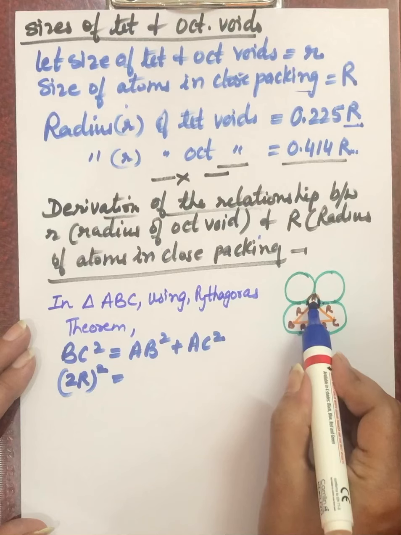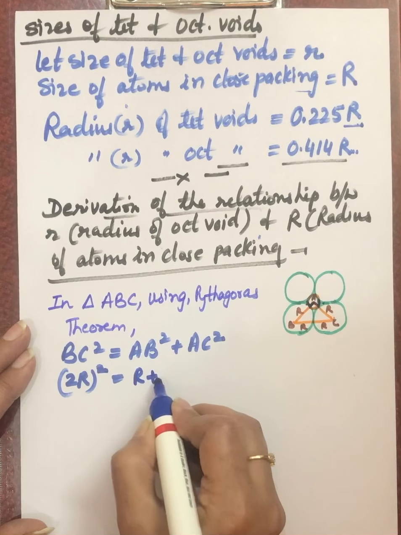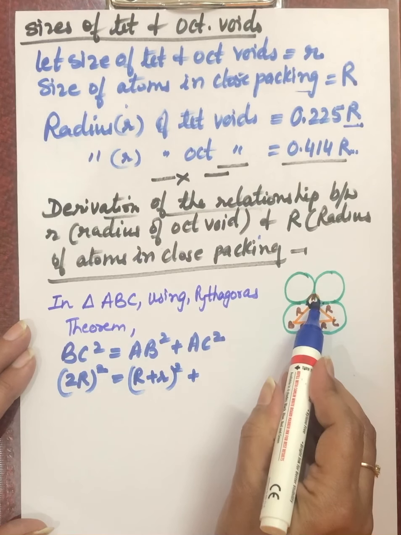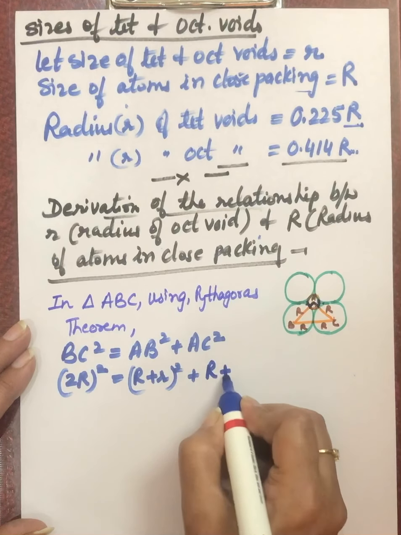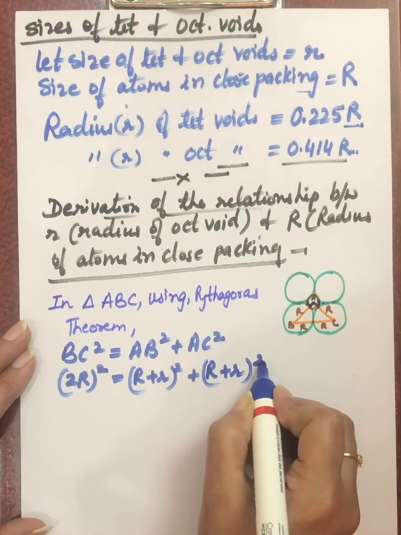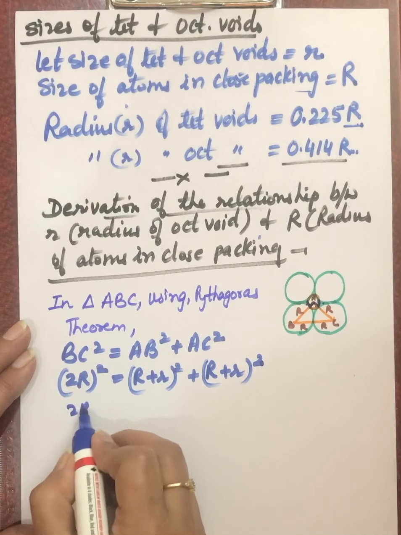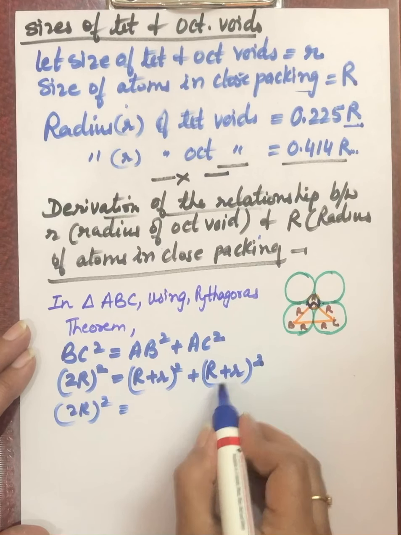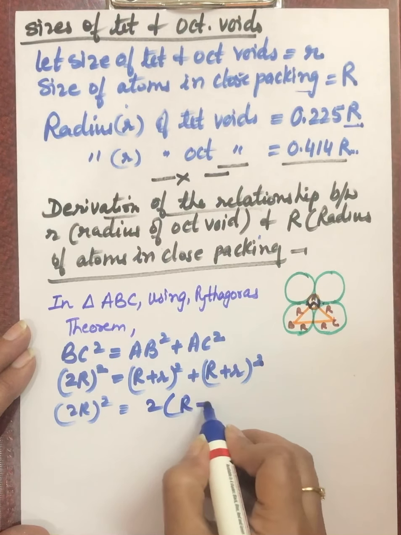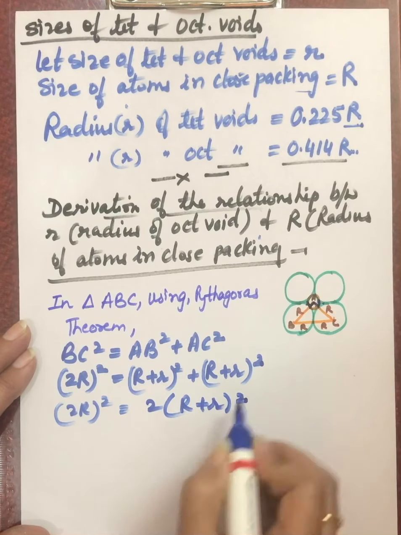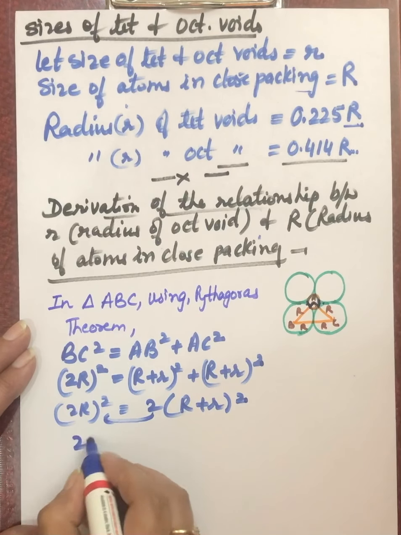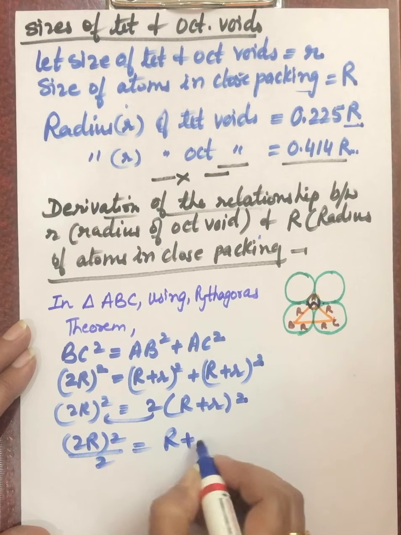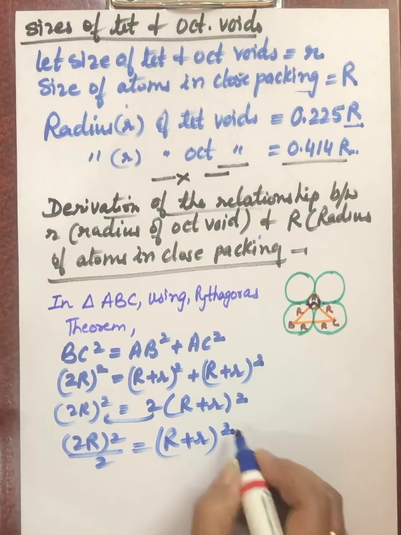AB is R plus small r. So (R plus r) whole square. Similarly, AC is also R plus small r. So AC square is (R plus r) whole square. 2R whole square equals (R plus r) whole square plus (R plus r) whole square, which means double of this, 2(R plus r) whole square. Now take the 2 to this side. This becomes 2R whole square upon 2 equal to (R plus r) whole square.